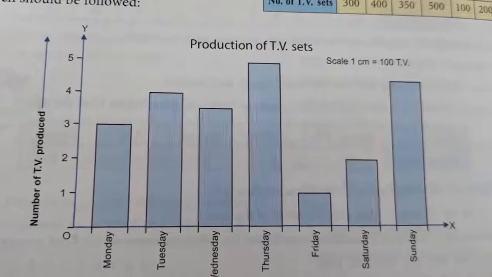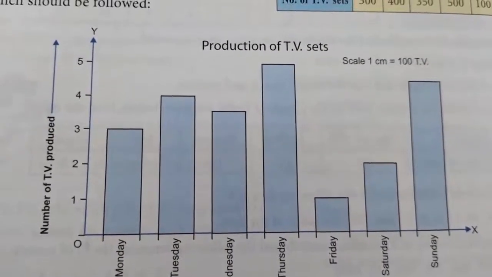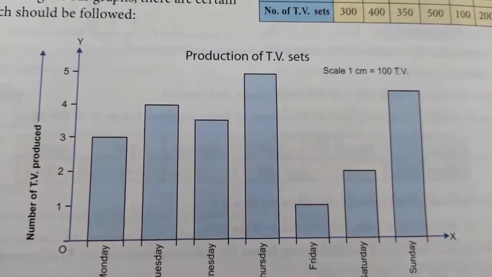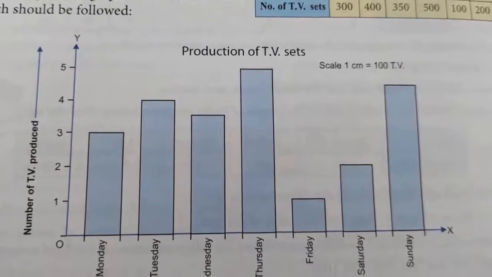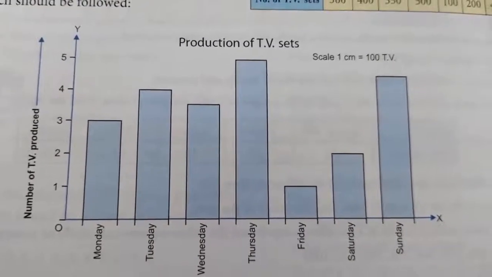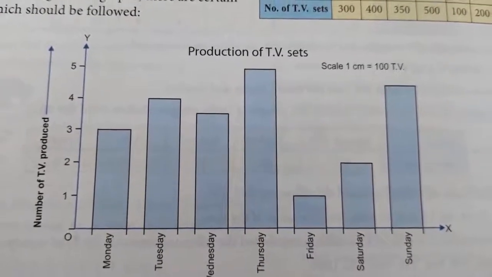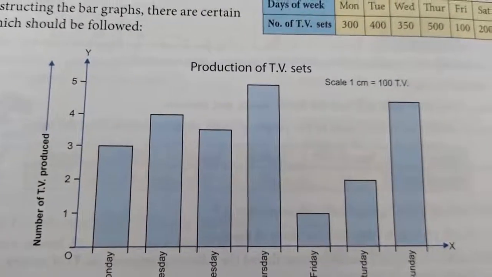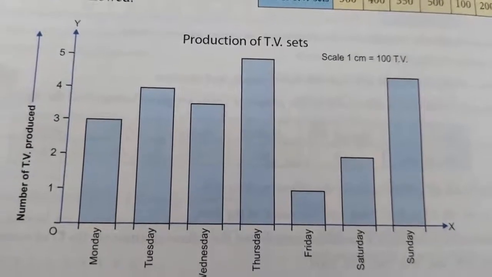1 centimeter is equal to 100 TVs. So on the bar graph, 1 centimeter is equal to 100 TVs. 1, 2, 3, 4, 5. See here, that means 100, 200, 300, you can say 400, 500. So here 1 centimeter is equal to 100 TVs.